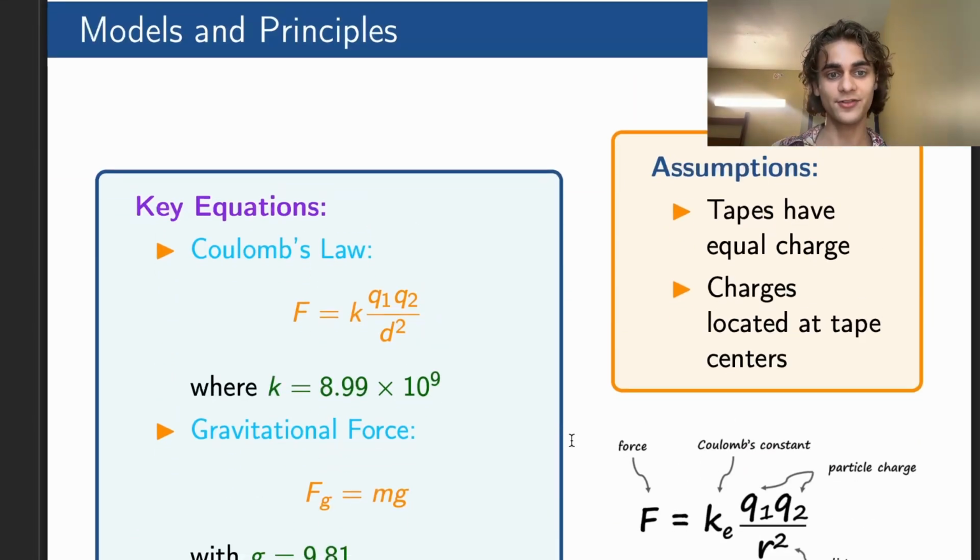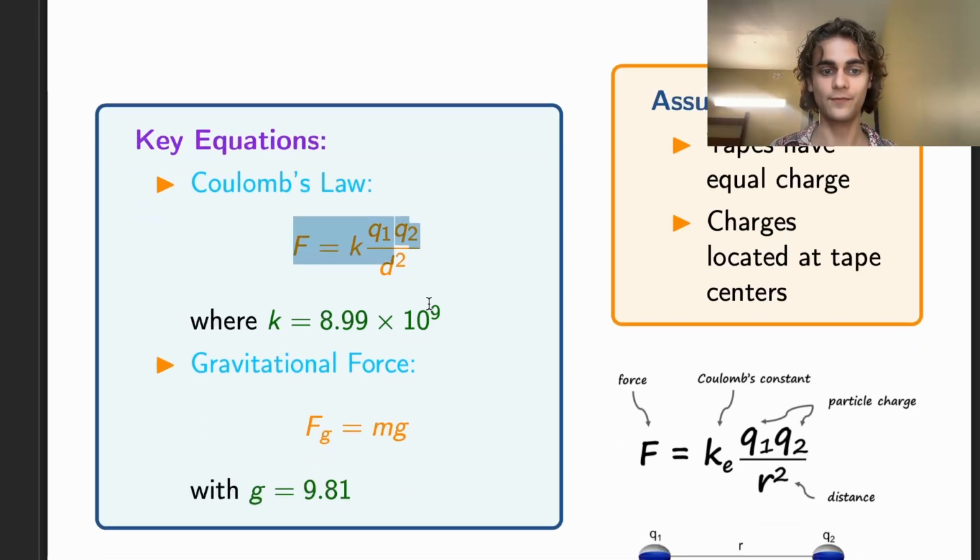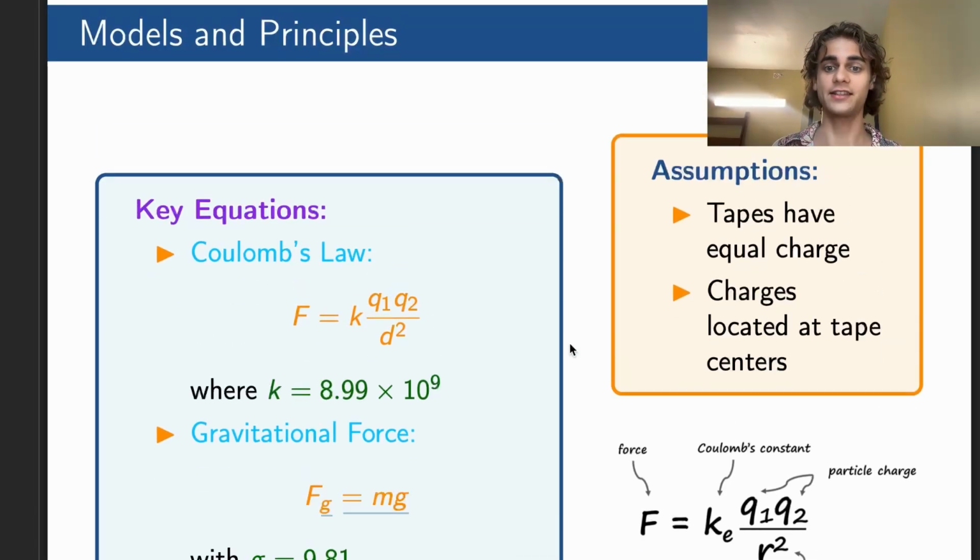Okay, some of the models are here in more detail. There's Coulomb's law, there's gravitational force, and the assumptions that we're making when we're using tapes like this are that they all have equal charge because they're manufactured in the same way, and we are making a spatial assumption about where the charge is located. We're saying that it's equivalent to a point charge located at the center of the tape.